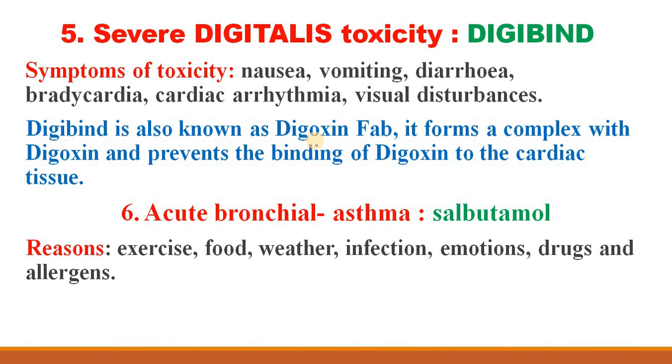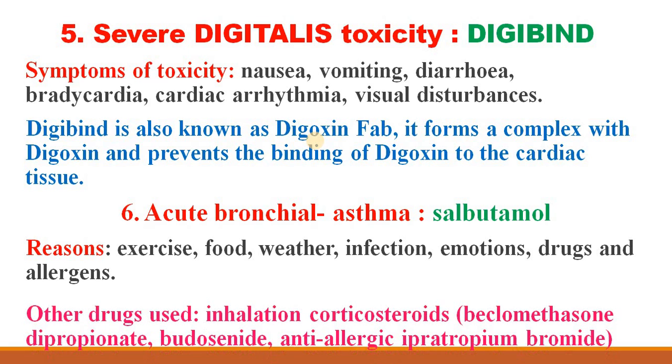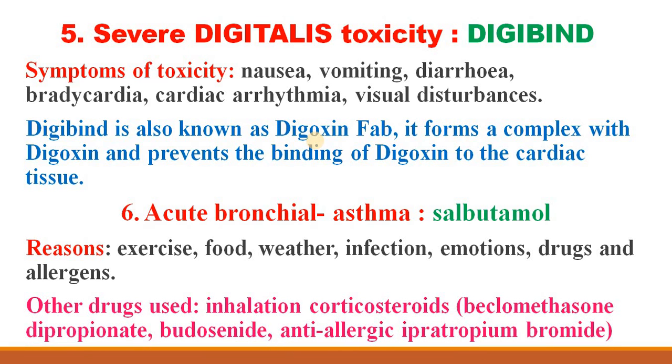What are the reasons for acute bronchial asthma? After vigorous exercise, or if you are allergic to some food, it can also create asthma. Then weather, particularly cold weather, makes one more vulnerable to acute asthma. Then infection, emotions, drugs and a few allergens can induce asthma. These are the reasons for asthma. So what is the drug of choice? It is salbutamol.